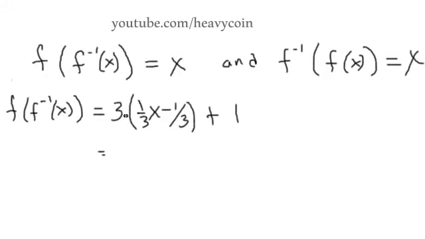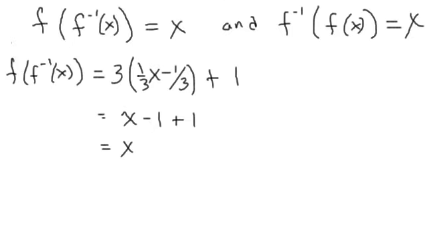And so I'm going to distribute this 3 across, so this becomes x minus 1, and then we have this plus 1 over here. And it looks like it's all going to cancel down to just x. Alright, so that works out. Now we need to try this over here. Let's do that one. And so we're going to have f inverse of f of x.